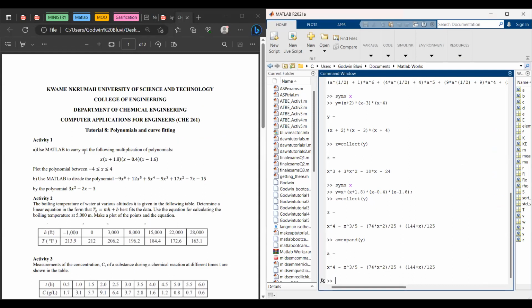Okay. So the next question was: use MATLAB to divide this polynomial, minus 9x to the power 6 plus 12x to the power 5 plus 5x to the power 4 minus 9x cubed plus 17x squared minus 9x minus 15, by the polynomial 3x squared minus 2x plus 3.